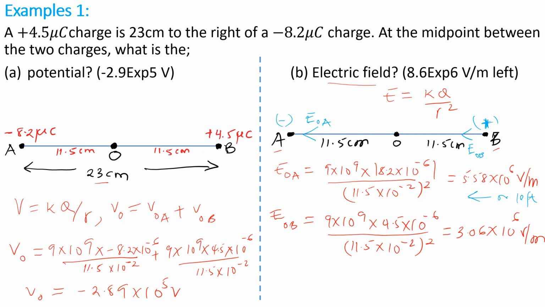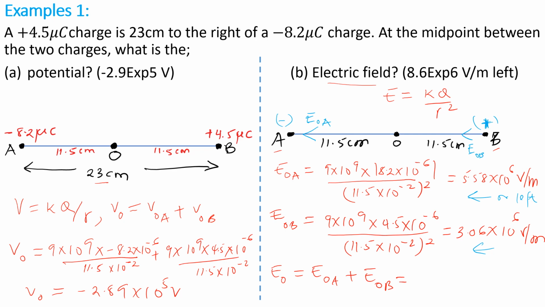So the field lines are out of a positive charge at B. Therefore, this field is to the left, so you can put the arrow towards the left. That's the direction of E at O due to B. Since E at O due to A and E at O due to B are both to the left, the resultant E at O is going to be the summation of E at O due to A plus the E at O due to B.